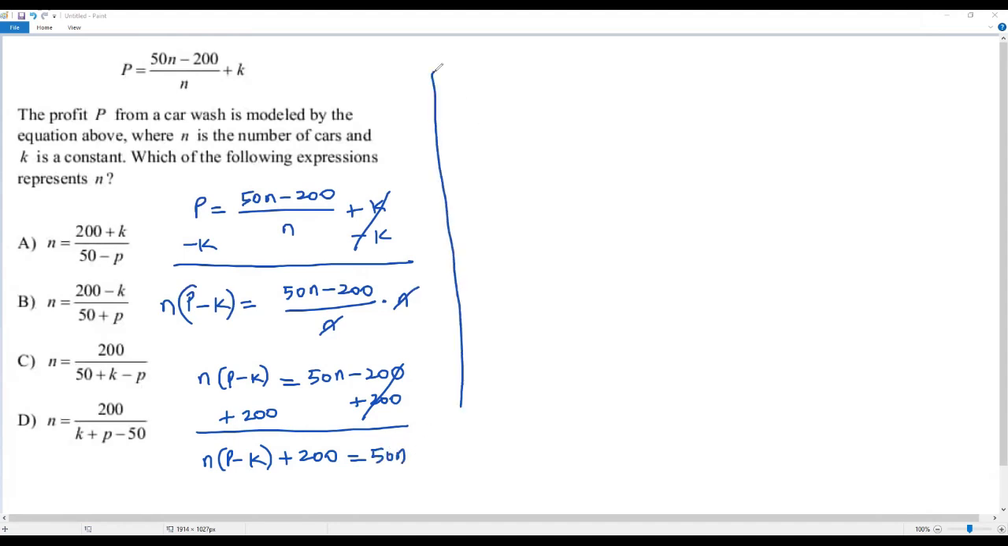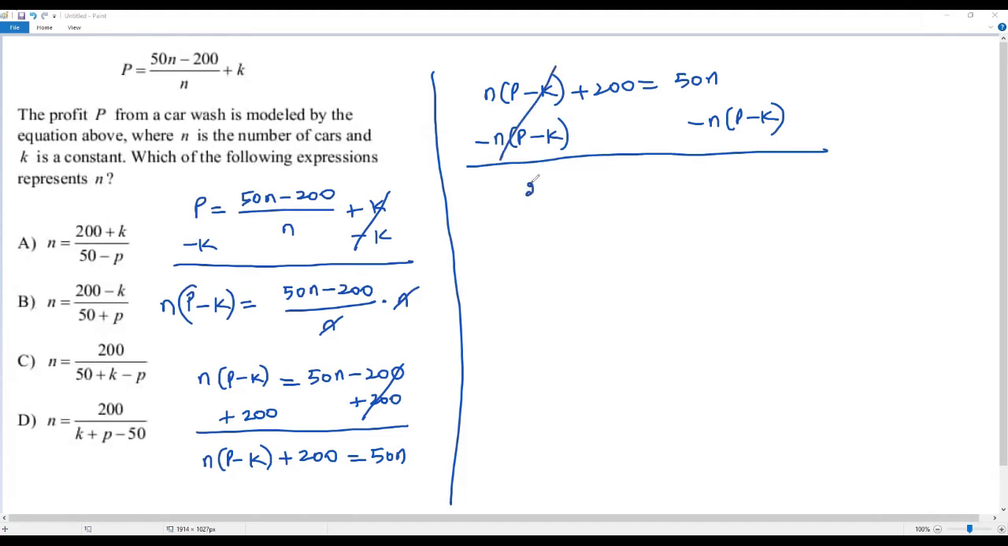Now let me take the same equation over here. That is n times (P − k) + 200 equals 50 times n. Now let me subtract this term from both sides because our aim is to solve for n, and this term contains n and this term contains n, and we have to get the terms which contain n on one side of the equation so that we'll be able to solve for n. So we have to get rid of this n term on the left side. Let me subtract n times (P − k) from both sides. When I do so, this positive value and negative value will cancel out. I'm getting 200 on the left side. On the right side, we have 50n − n times (P − k).